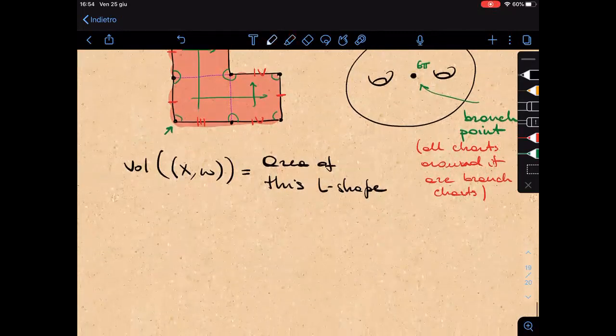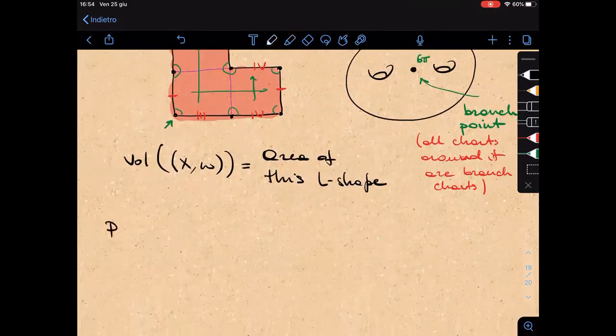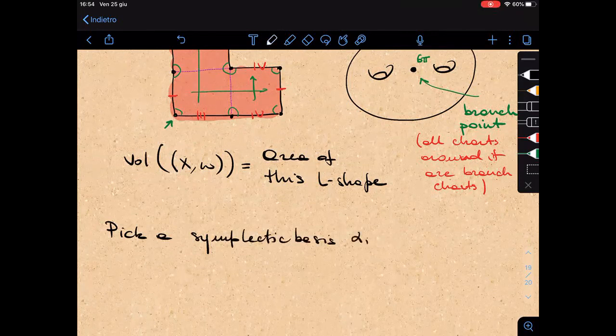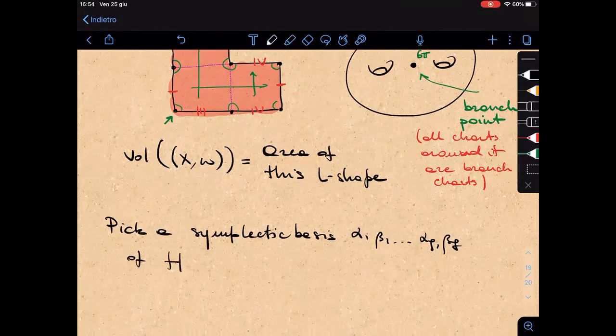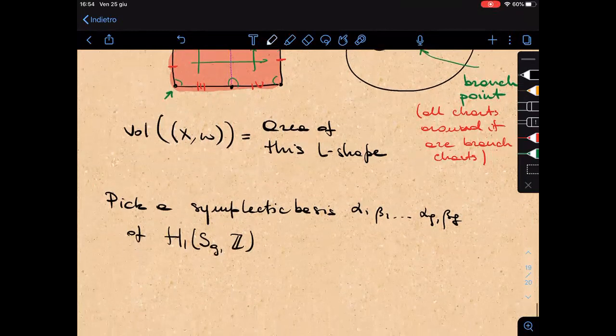So now, what we can do is pick a symplectic basis alpha 1, beta 1, ..., alpha g, beta g of H1 of S_g, Z. This is the first homology group, and we call it the abelianization of pi 1 of S_g.